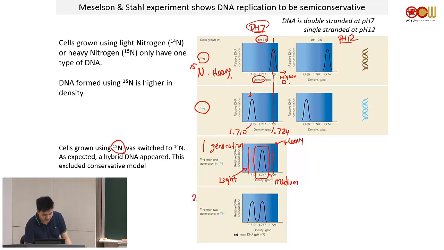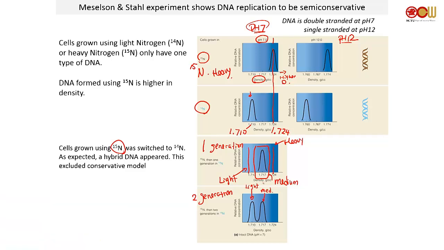And in the second generation, I let my cell continue to grow in the light nitrogen for a little bit longer. Then I see my light DNA, but I still see my medium. That makes sense because the new DNA that's being made is all light now. You're thinking, okay, so it's not conservative. So what are my other 2 choices? Semi-conservative and dispersive, right?